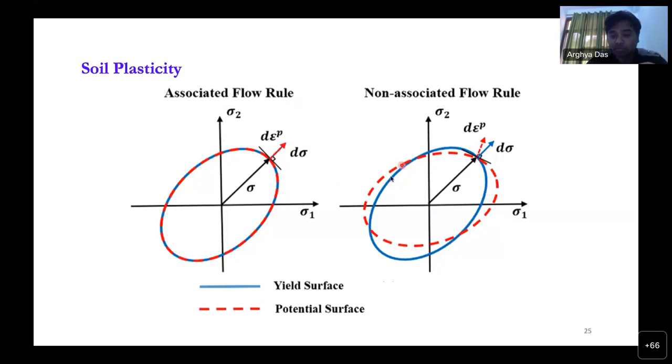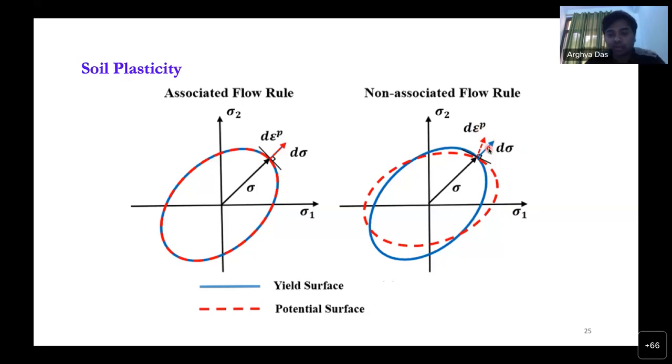And when we are talking about non-associated flow, in some of the cases we need a different surface. What will happen? The normal to the yield surface represents the direction of your stress, and the normal to the plastic potential, this G, this red line, is denoted as your plastic strain. So why are these kinds of differences required?